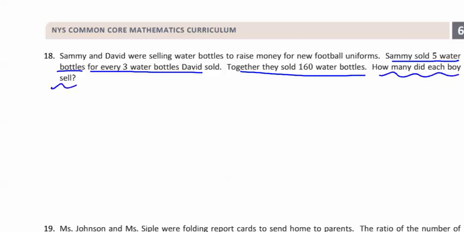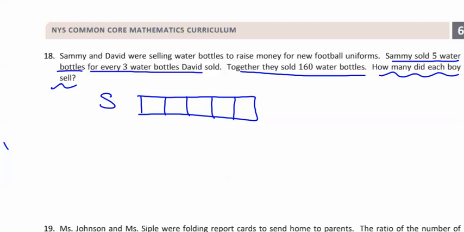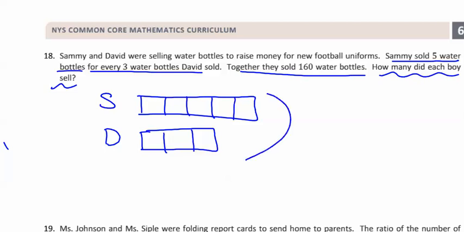each boy sell. So if we're doing a tape diagram method for this, we would say Sammy sold 1, 2, 3, 4, so 5 units of water bottles, and David sold 3 units of water bottles for every 5 that Sammy sold. So together they sold 8 units of water bottles, right? We can see that because 5 plus 3 is 8. But we know that they sold more than 8 water bottles. Together they sold 160 bottles of water.